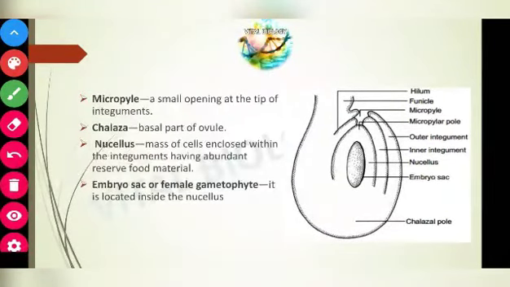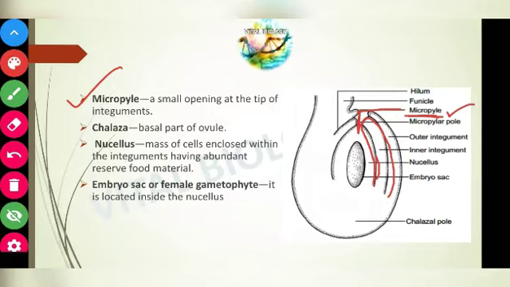Let us study some more parts. The next part is the micropyle. What is the micropyle? A small opening at the tip of the integument. Here you can observe that the integument almost encloses the ovule, except for a little gap. You can see this gap here, right? This gap is called the micropyle. A small opening, a gap-like structure, is called the micropyle.